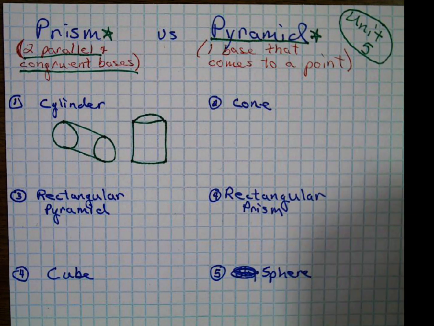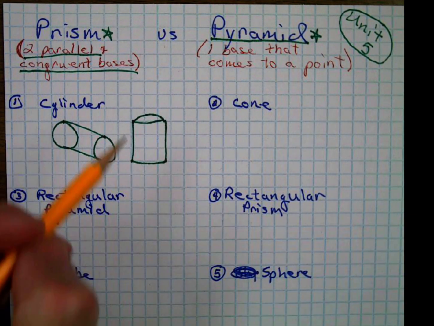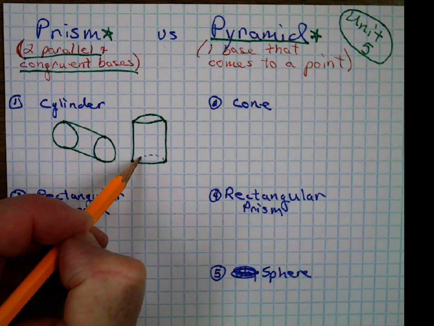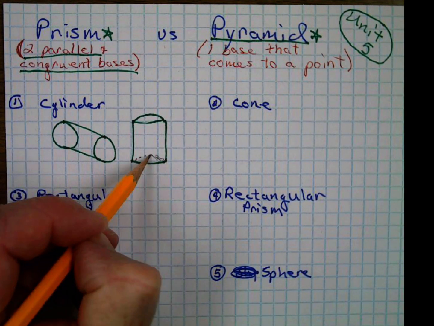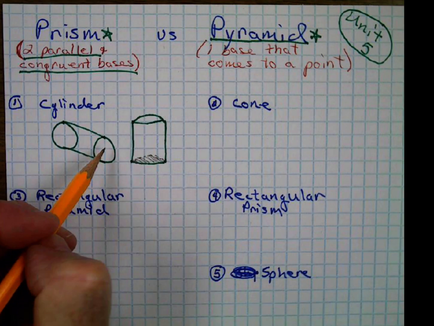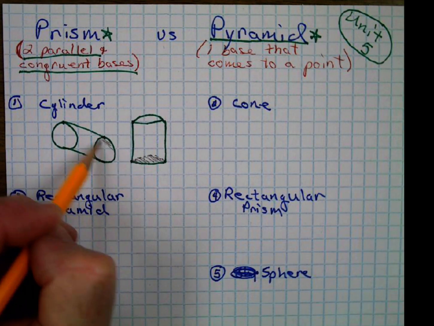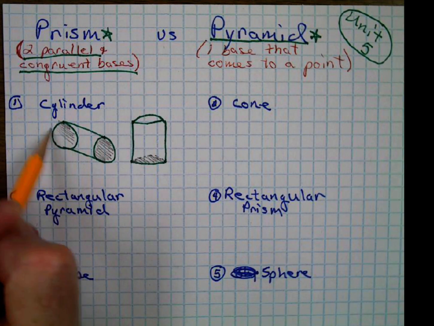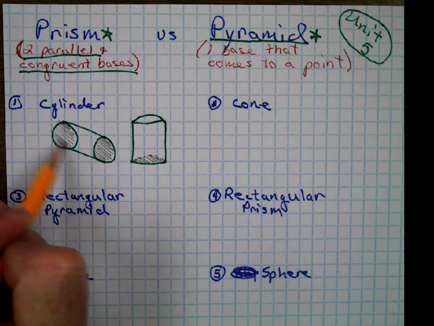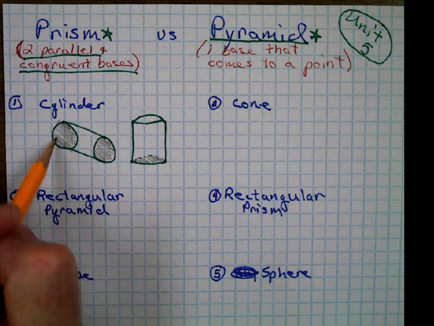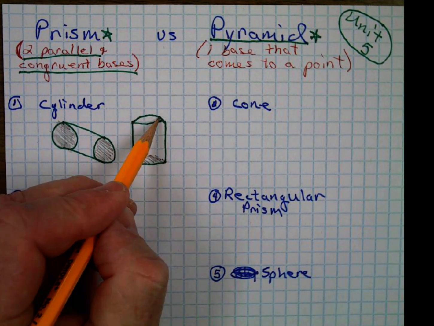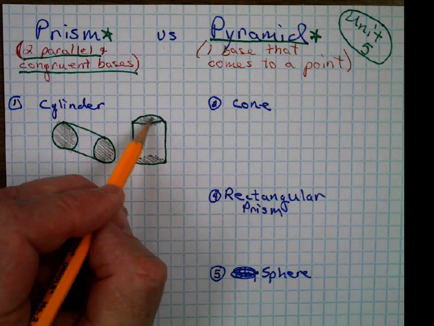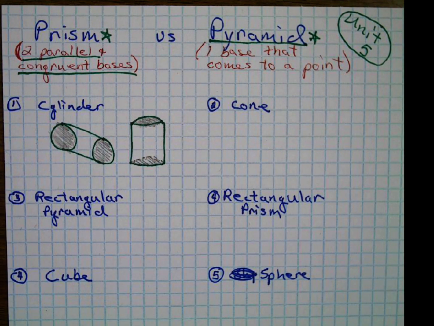Oftentimes with cylinders, what we want to do to really visualize what's going on here is we want to complete the base and then shade it in. Since these are my bases, I'm going to shade them in. Again, we're trying to train our eye to see all these different shapes. So whatever you got to do to make your shapes pop, do it. For me, it makes a lot of sense when I shade in the bases. I can see what the shapes are.